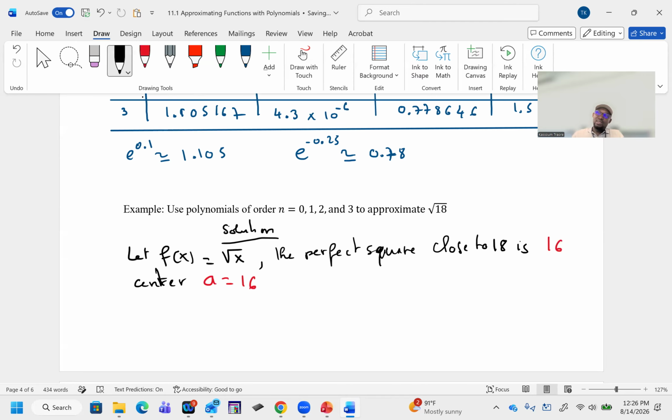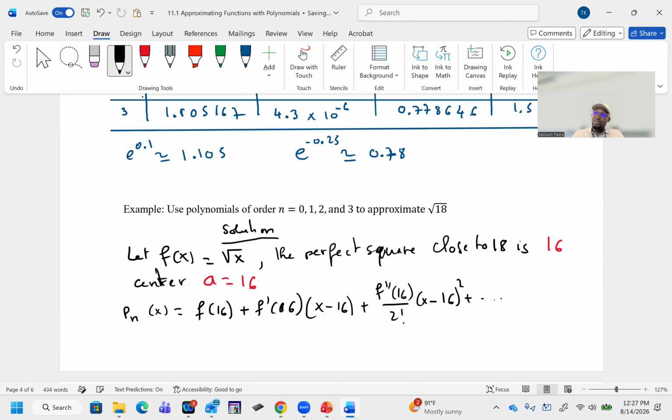So from there we can see the Taylor polynomial has the form P sub n of x is equal to f of 16 plus f prime of 16 times x minus 16 plus the second derivative of f of 16 divided by 2 factorial times x minus 16 squared plus, and so on, until the nth derivative of f of 16 divided by n factorial times x minus 16 to the power of n, right?